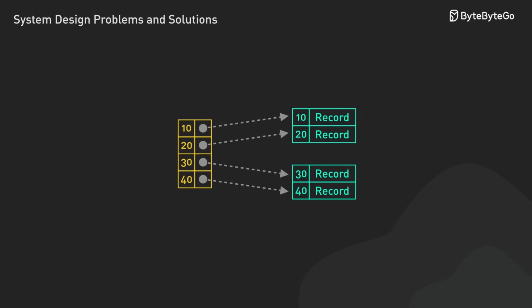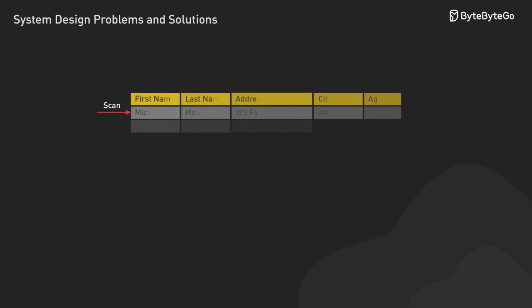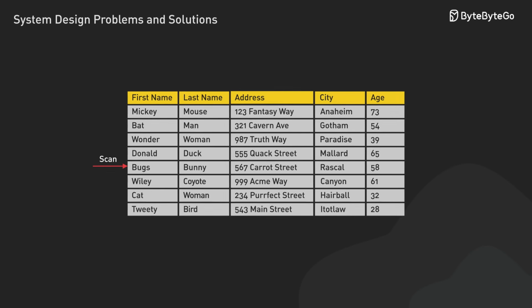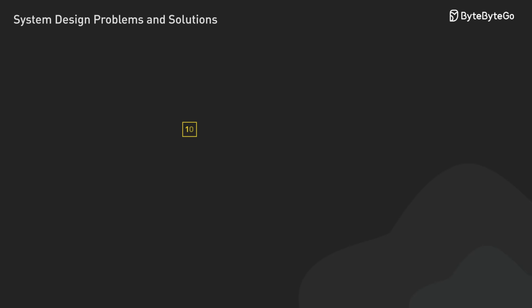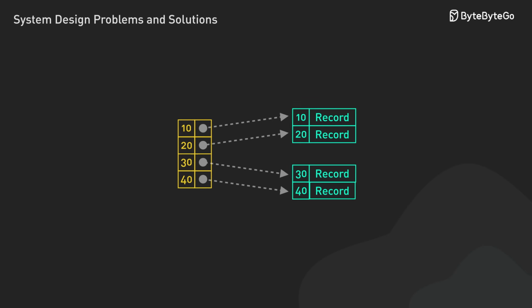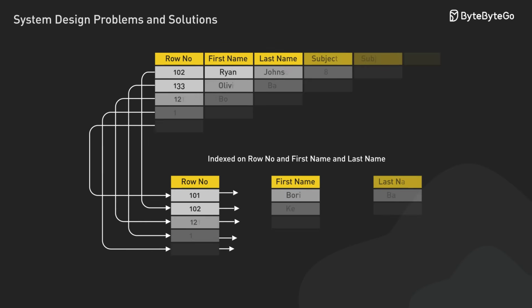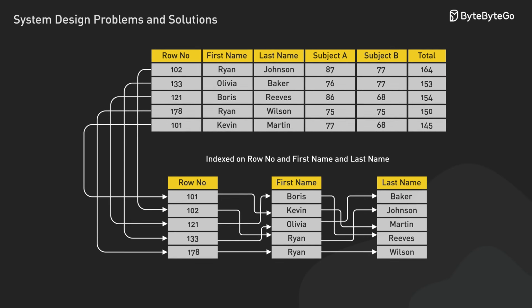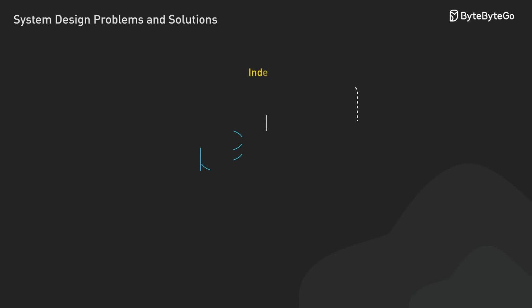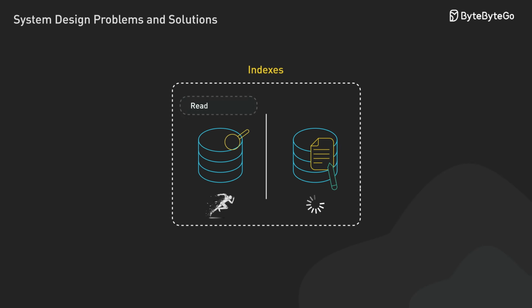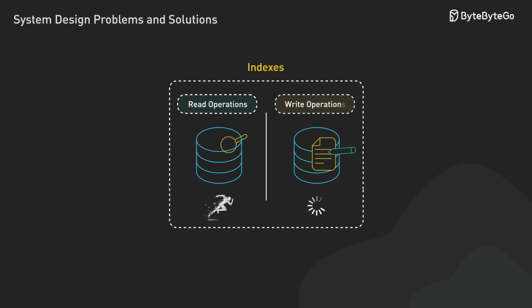Indexing is the first line of defense. Without indexes, the database scans every record to find what it needs. With indexes, it can quickly jump to the right data. Composite indexes for multi-column queries can further optimize performance. But every index slows down writes slightly since they need to be updated for data changes.